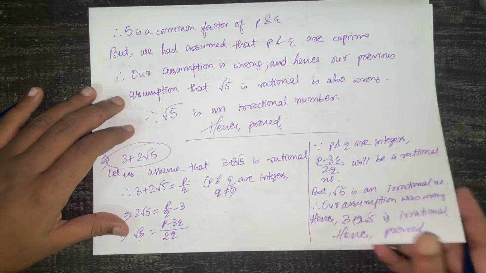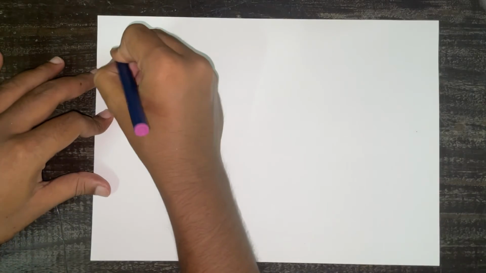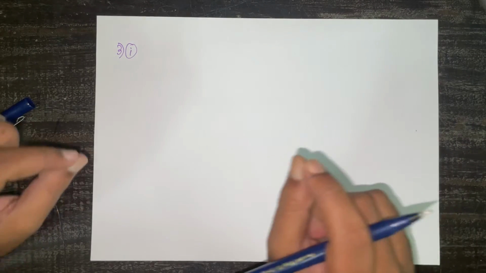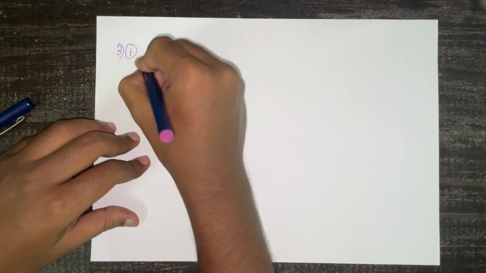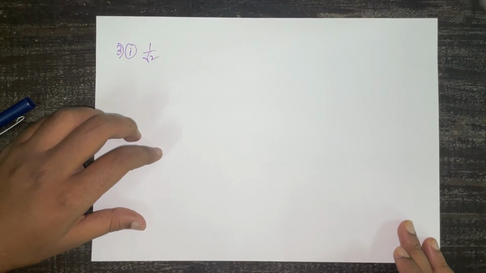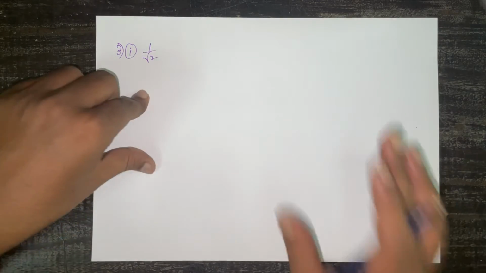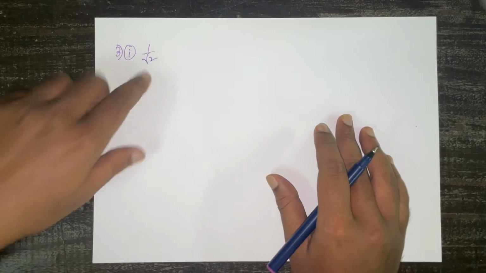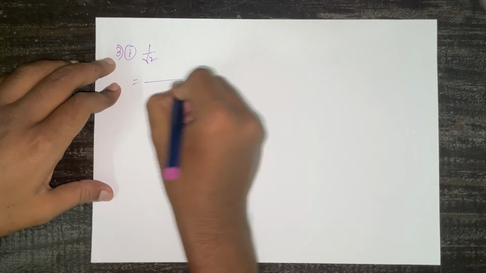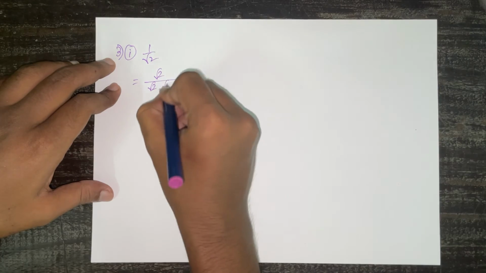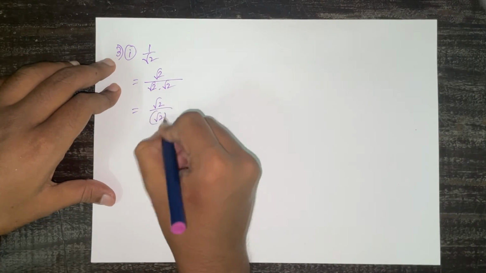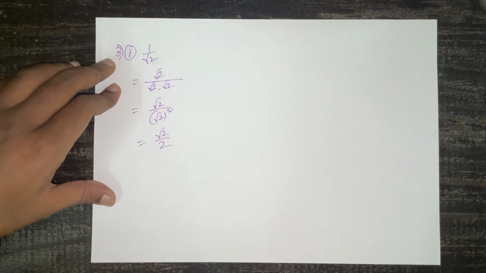Done. Let us do one more part, question number 3. Question number 3, part 1, needs one simple extra step. It is 1 by root 2, and we have to prove that this is irrational. Before we start, always remember to rationalize the denominator. The denominator is not rational, so we will rationalize it. We multiply root 2 on both numerator and denominator. As a result, we get root 2 by root 2 squared, and it becomes root 2 by 2.